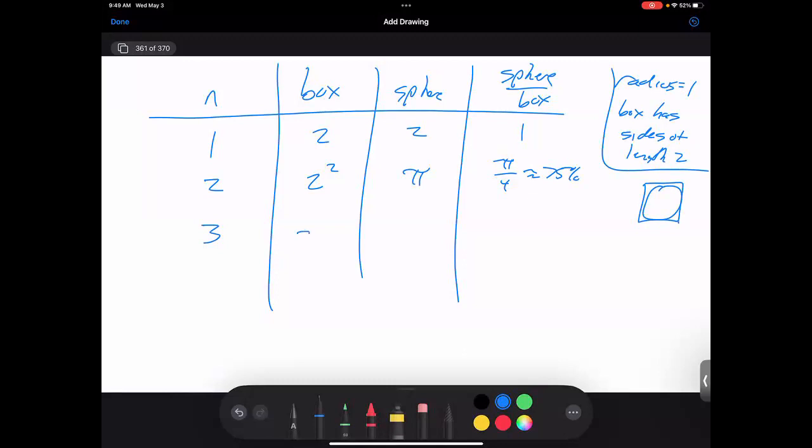If I go to 3, what would be the volume of the box? 2 cubed. And then we said the sphere was 4/3 pi. So the ratio is going to be 4 pi over 3 divided by 8. So it's going to be pi divided by 6, I think. So it's smaller.